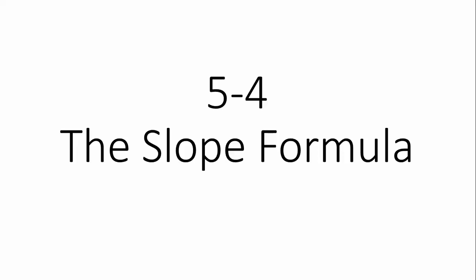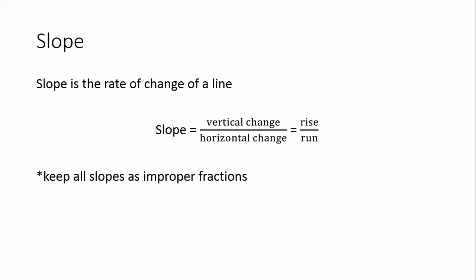Section 5.4 is titled the slope formula. And remember that slope is the rate of change of a line. So it's the vertical change over the horizontal change, or the rise over the run. And we want to make sure we keep all slopes as improper fractions.